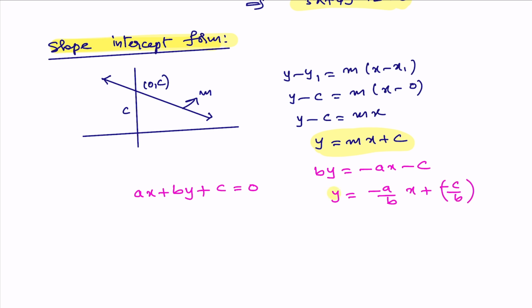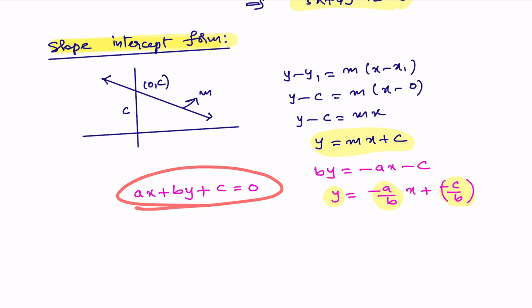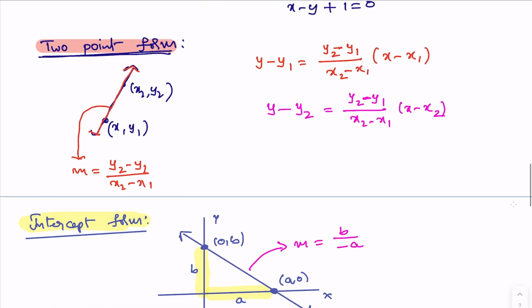If you observe this, this is in the form of y equal to mx plus c. What is m? m indicates the slope of the line. What is the slope of this line? Minus a by b. What is the y-intercept of this line? Minus c by b. The y-intercept of this line is minus c by b.